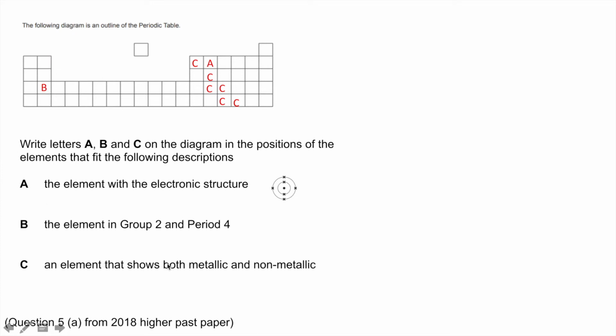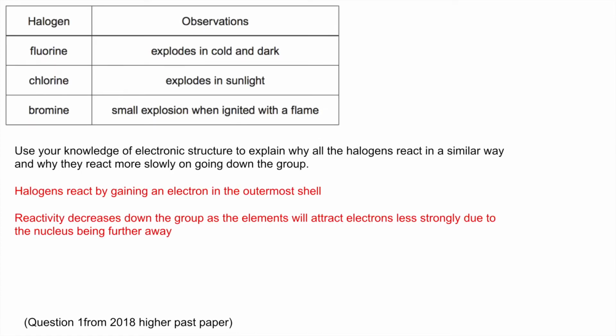Then C, an element that shows both metallic and non-metallic properties. Now, these are your metalloids. Obviously, you've got boron, you've got silicon, germanium, you've got across arsenic. All of these answers would be accepted, but for the sake of simplicity, sticking to boron, silicon, germanium would be easier.